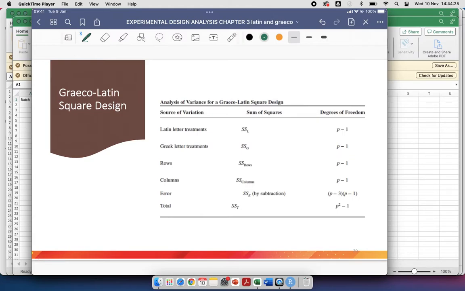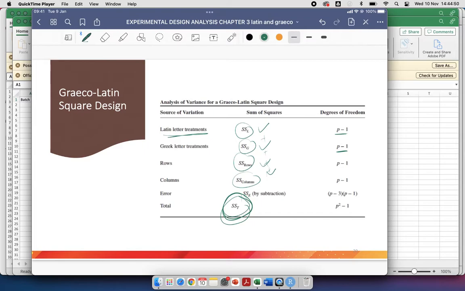So, normally R will give you all these values. If I want to ask, I give this one, this one, this one, this one, and then I ask how to get the total. So, you just sum it up, then you will get the total. So, if I ask for the degrees of freedom for the Latin letter treatment, it is the number of treatments minus 1.